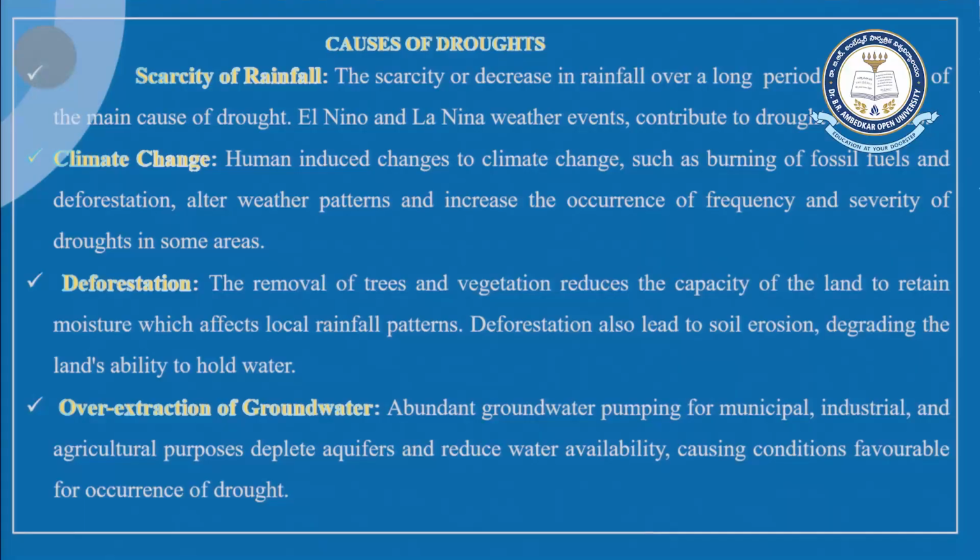Scarcity of rainfall over a longer period is one of the main causes of drought. El Nino and La Nina weather events contribute to drought conditions. Climate changes, such as burning of fossil fuels and deforestation, alter weather patterns and increase the frequency and severity of drought in some areas.